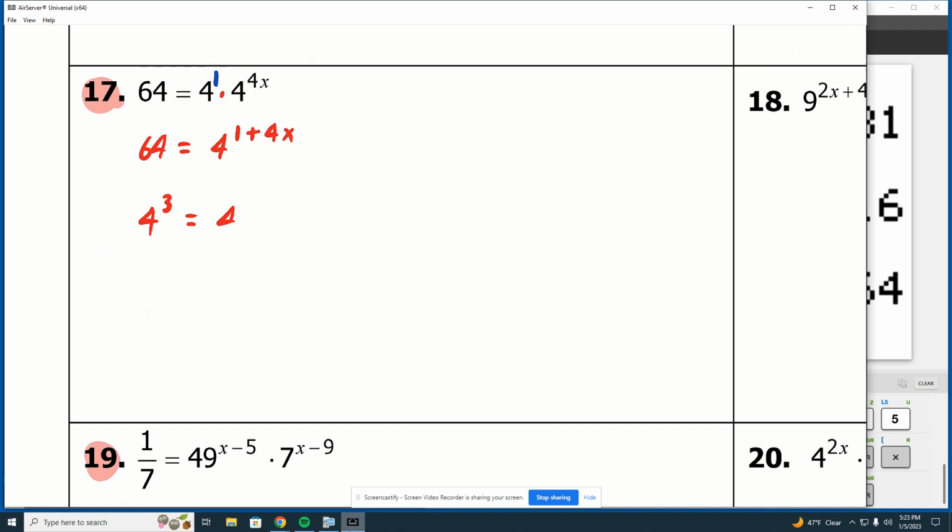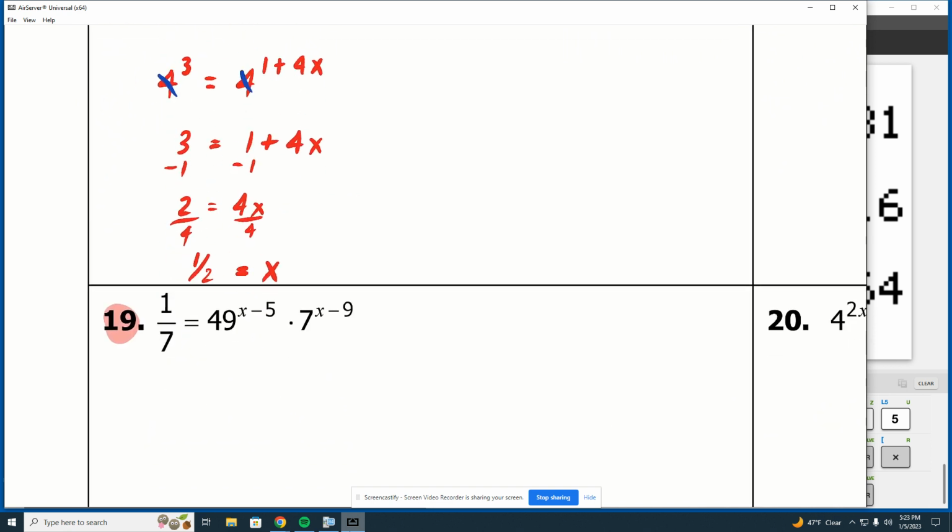Now on the other side, we still have 4 to the 1 plus 4x. Since these bases are the same, they cancel, and we take the 3 and set it equal to the 1 plus 4x, and we solve. So I subtract this 1, that's a 2, equals 4 times x. I divide by this 4. 2 divided by 4, guys, is 1/2. So x equals 1/2, or 0.5 if you prefer.